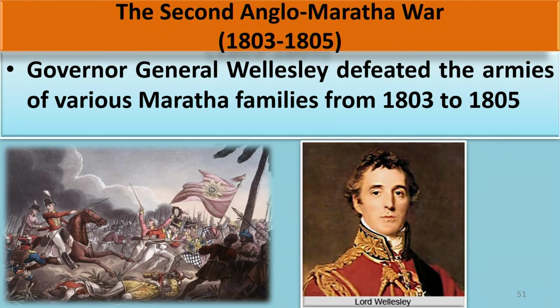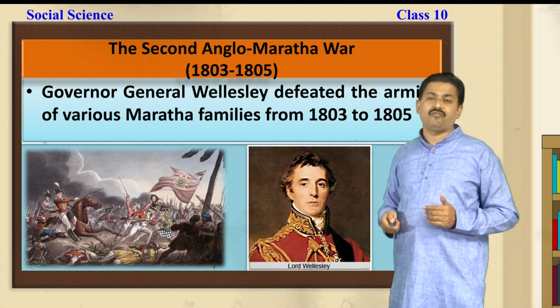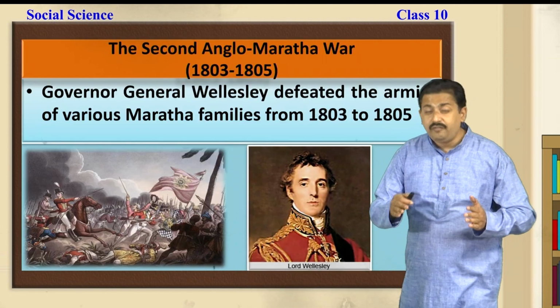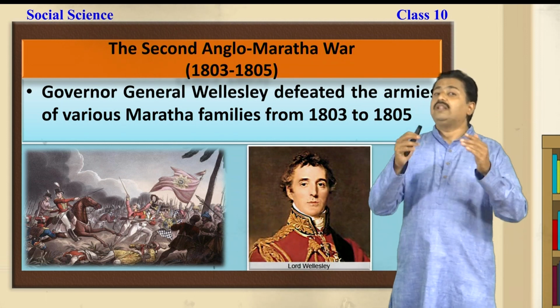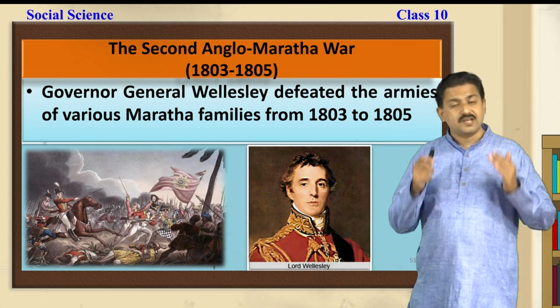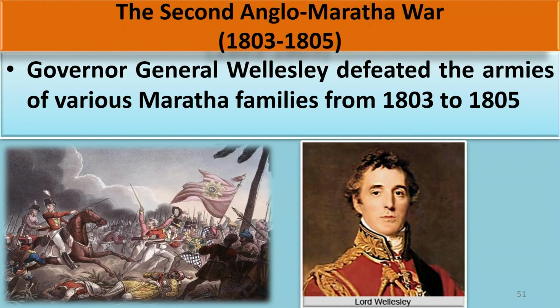So, the war broke out in the year 1803. Governor General Wellesley defeated the combined army of Holkar, Bhonsle and Gwalior between 1803 and 1805. With their defeat, they were also made to accept subsidiary alliance. So, this is the Second Anglo-Maratha War.